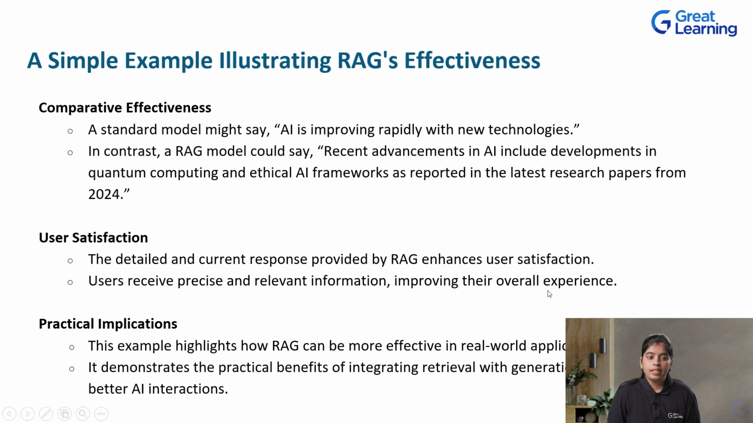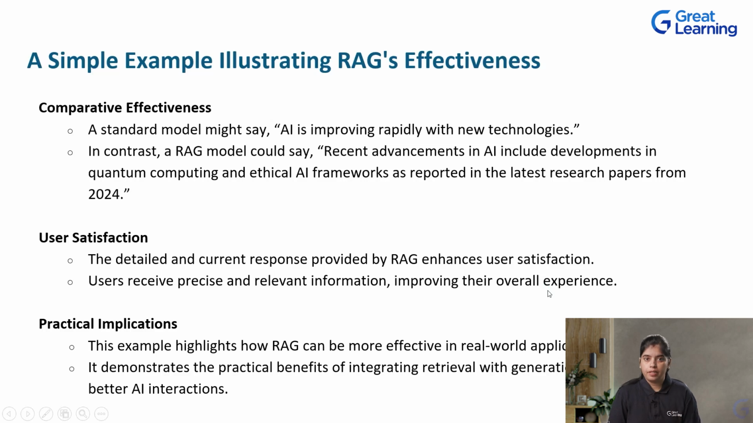Now, the next is comparative effectiveness. What is it? A standard model might say AI is improving rapidly with new technology. In contrast, a RAG model could say recent advancements in AI include developments in quantum computing and ethical AI frameworks, as reported in the latest research paper from 2024.